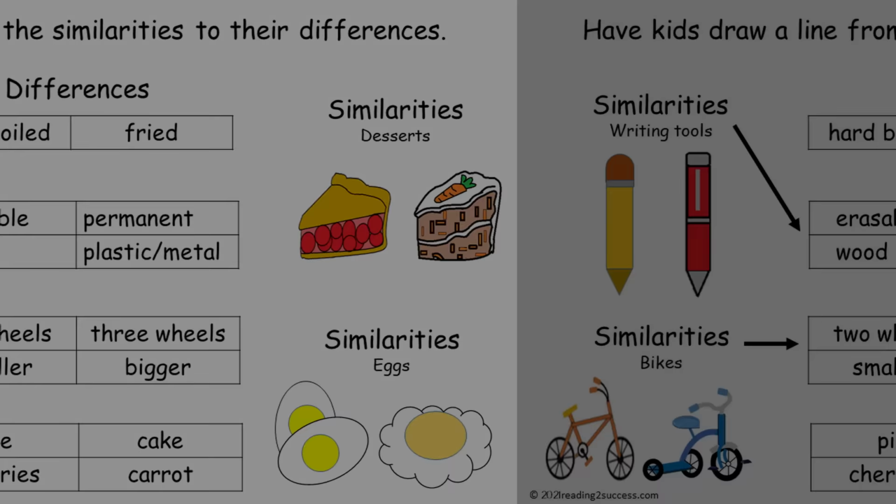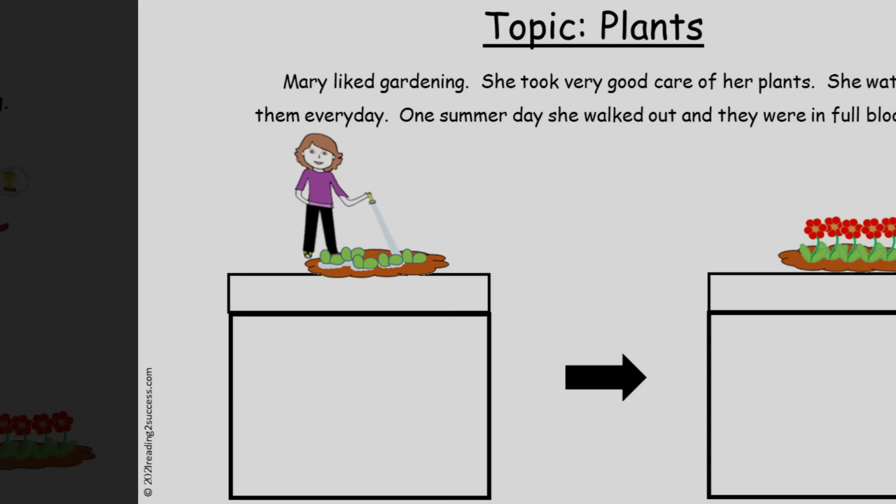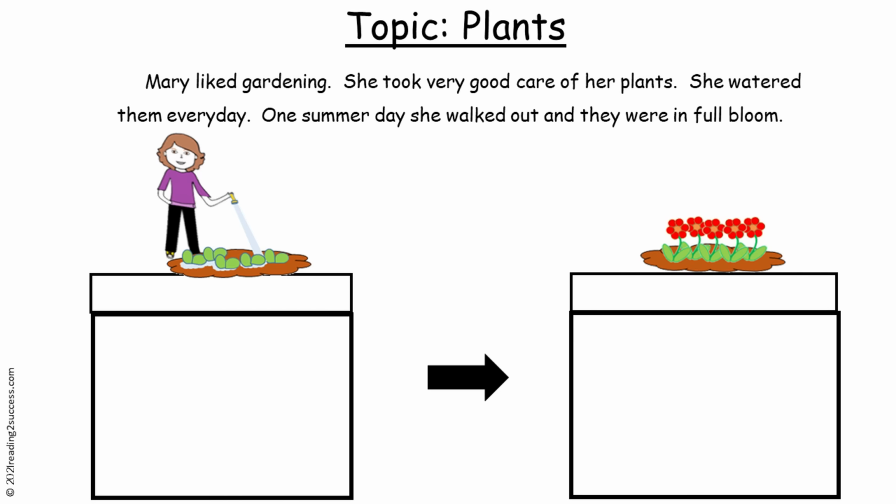Now have kids practice cause and effect examples. It is determining the why, the cause, and the what, the effect, when reading. Our topics are first place and plants. Read the text with kids. Mary liked gardening. She took very good care of her plants. She watered them every day. One summer day she walked out and they were in full bloom.